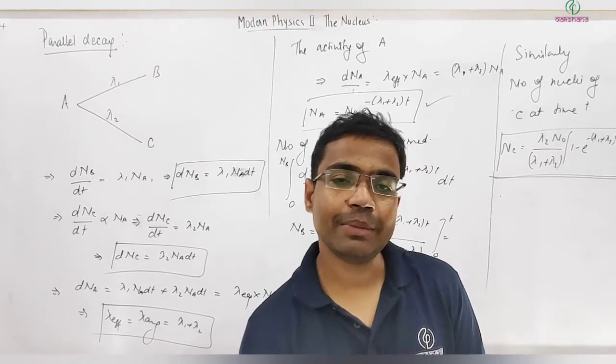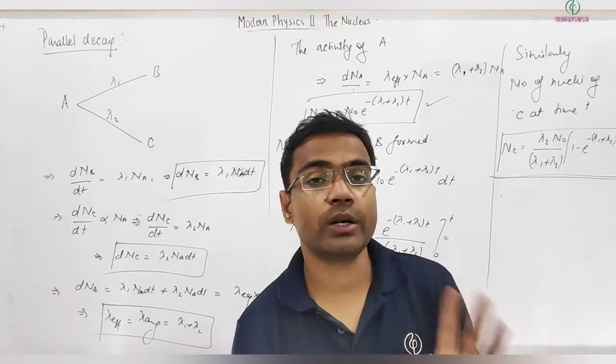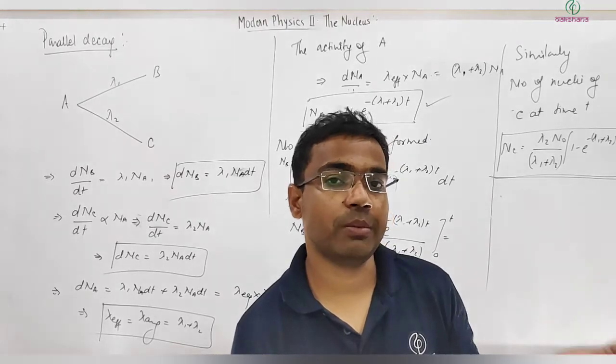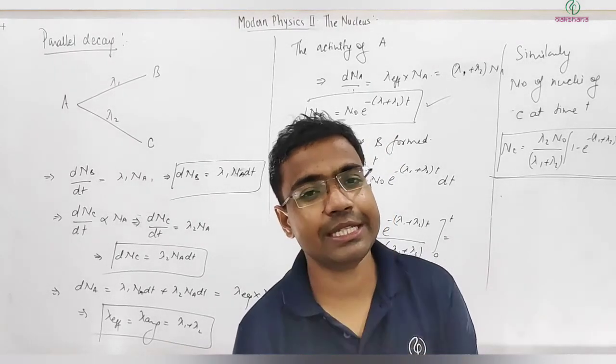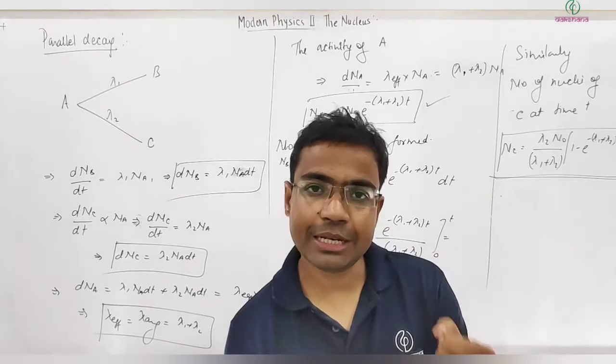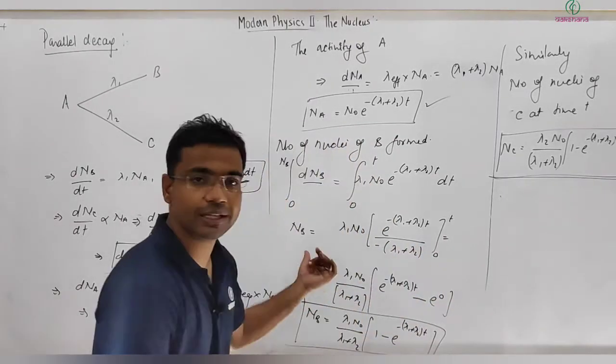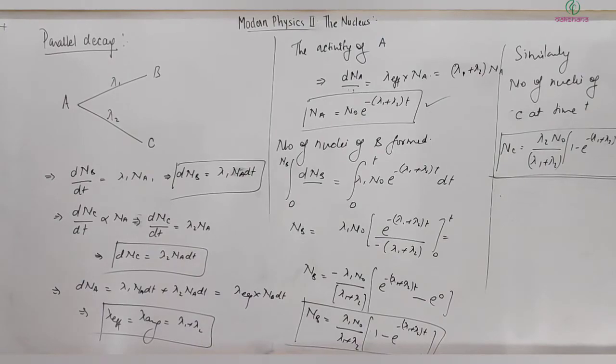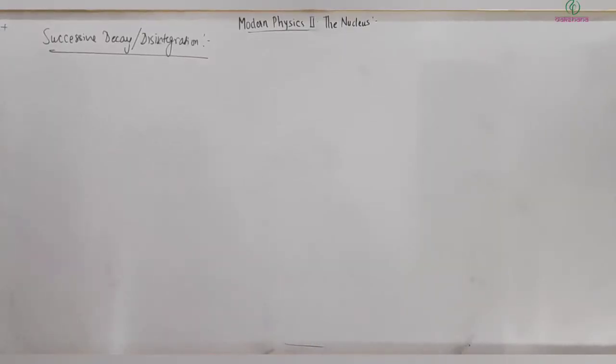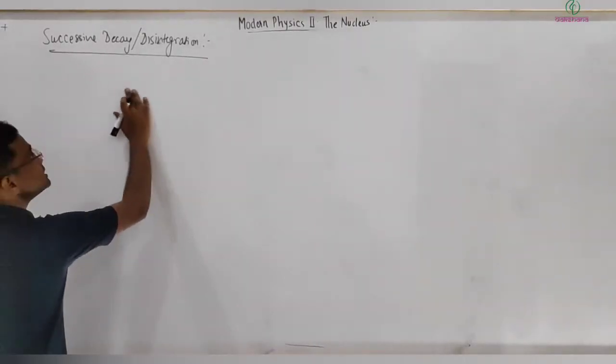So sometimes you will be asked at what rate B is formed, at what rate C is formed, or what will be the number of nuclei of A, B, C at any time. How we can approach that, let's see in the next part. Then we will see a problem based on it. Okay, so next is successive decay or successive disintegration.